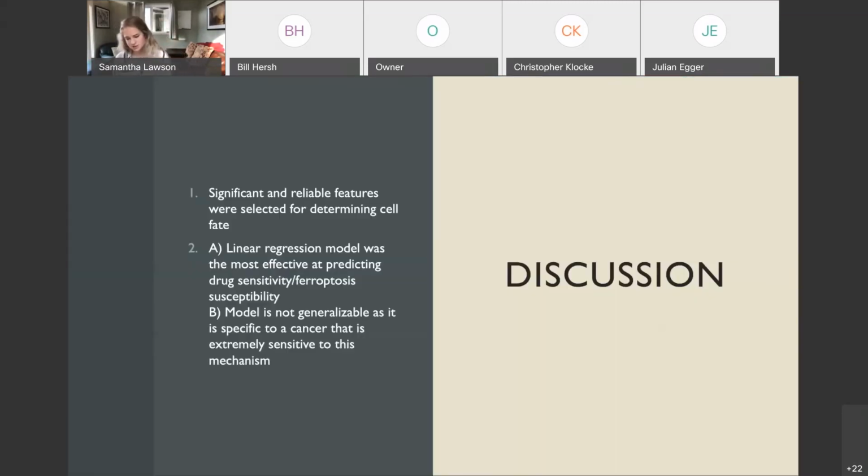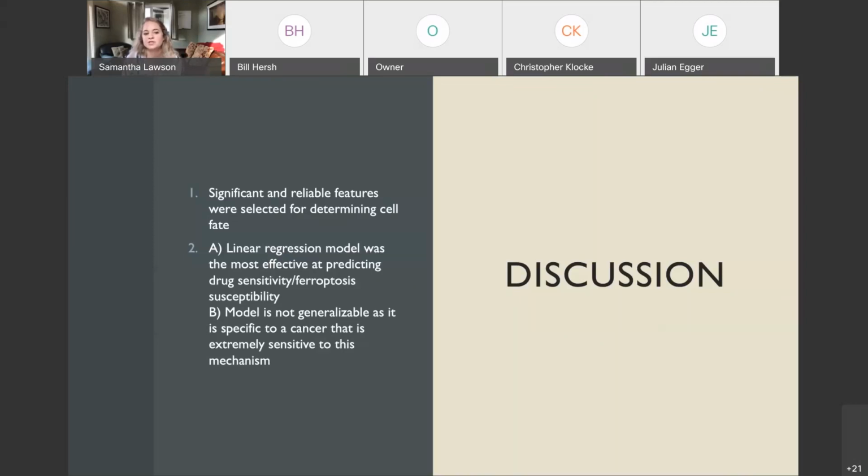Okay, discussion. So, one, we were able to find significant and reliable features. So again, the iron measurement within the cell showed that it could be consistent across. It was quality data. We have that single feature input, which makes it accessible to other researchers. And it's one of the shortest protocols I looked at for the features to consider.